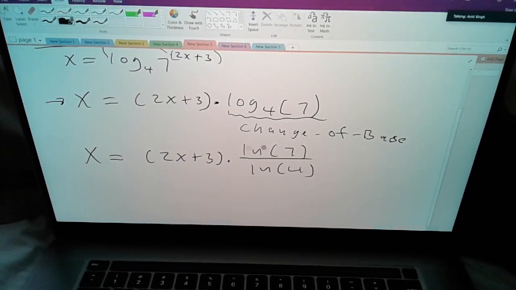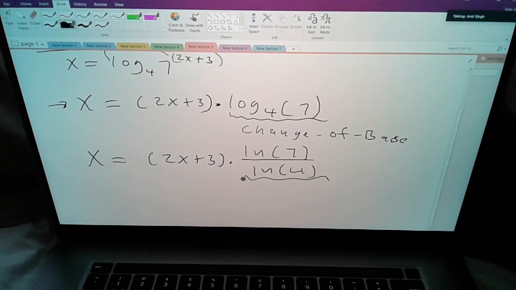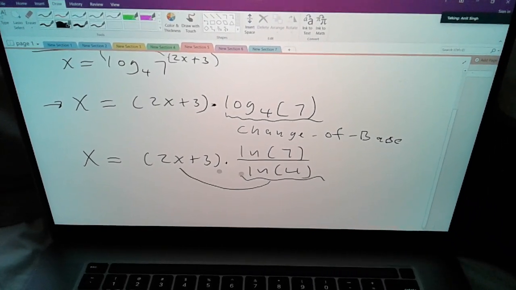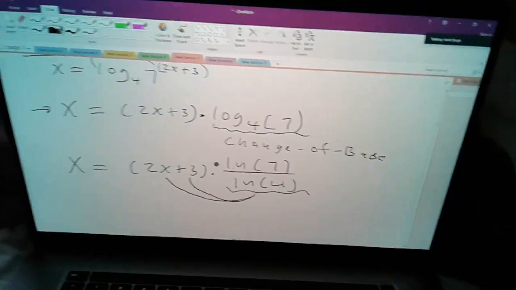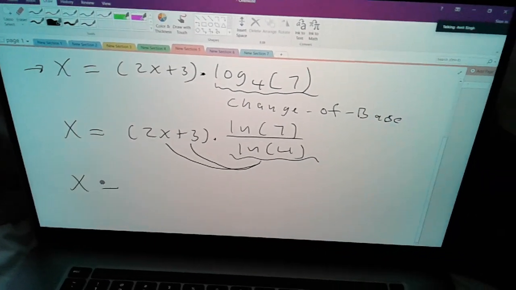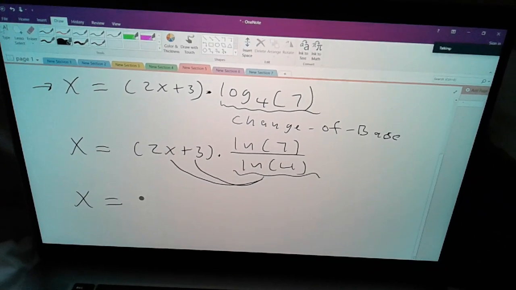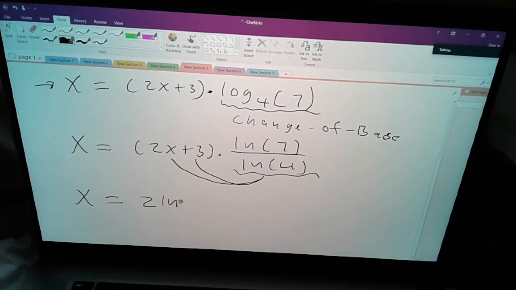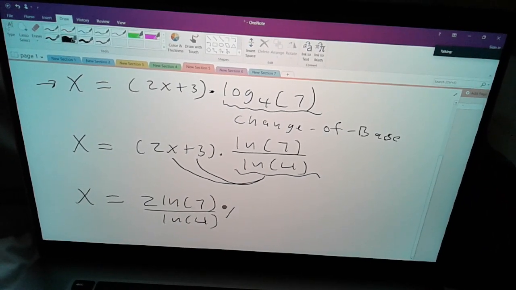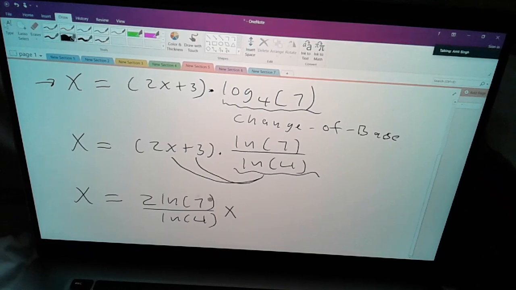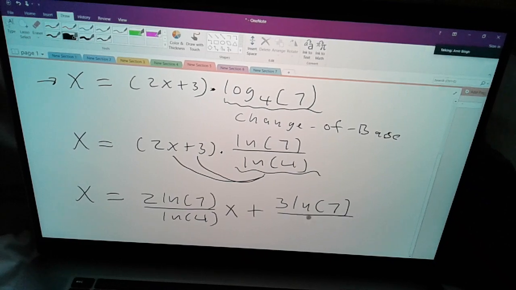Of course, this is just going to be a number, right? It's going to be a very messy number in the end. This whole thing is a number. So what I can do is apply the distributive property. I can distribute ln 7 over ln 4 to 2x and to 3. That's allowed. So if I distribute this, that would be 2 ln of 7 over ln of 4 x plus 3 ln of 7 over ln of 4.